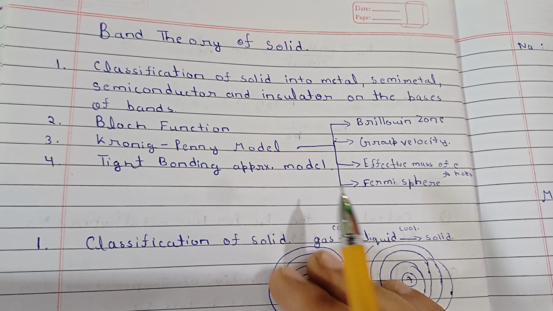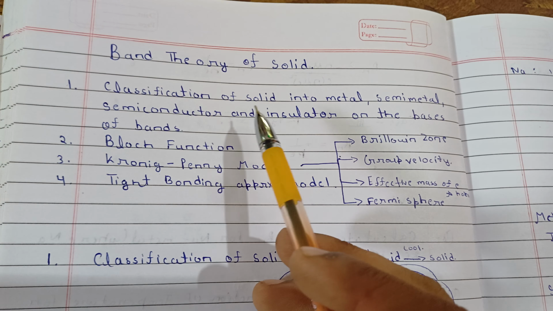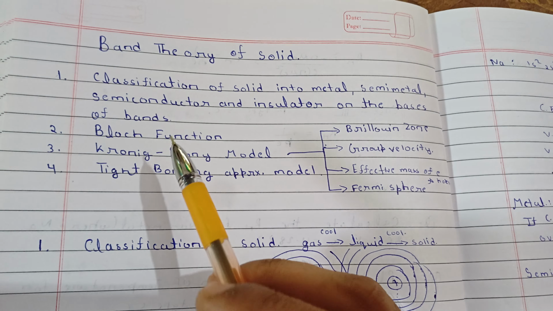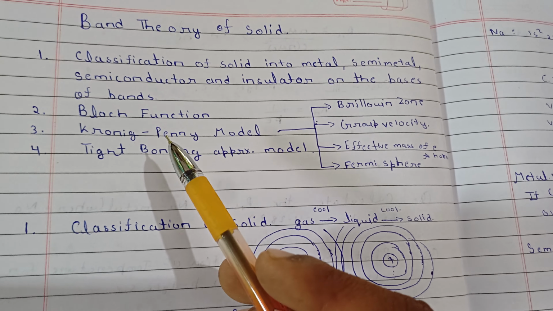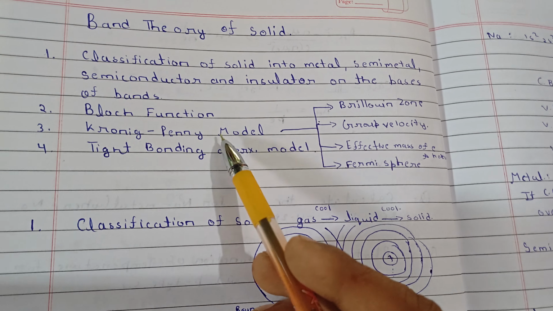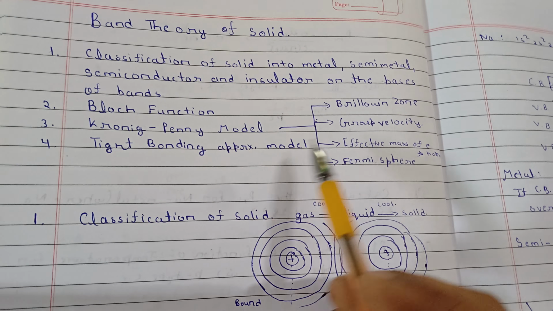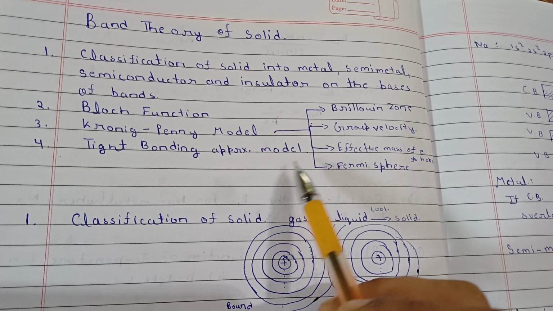Okay, so what we will study in this, that will be classification of solid into metal, semi-metal, semiconductor and insulator on the basis of bands, energy bands. We will study Bloch function, then we will study the Kronig-Penney model. This will be a very interesting topic and many questions are asked from this topic. Then we will study the tight binding approximation model.